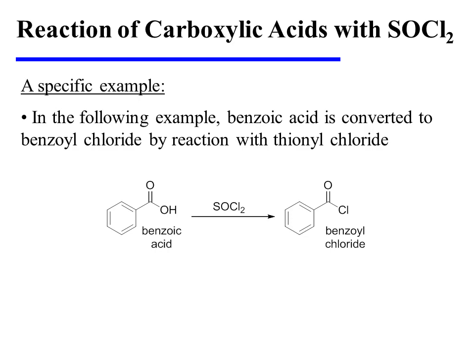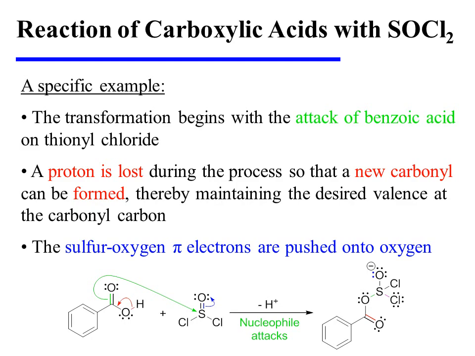In the following specific example, benzoic acid is converted to benzoyl chloride by reaction with thionyl chloride. The transformation begins with the attack of benzoic acid on the electrophilic sulfur of thionyl chloride. A proton is lost during the process so that a new carbonyl can be formed, thereby maintaining the desired valence at the carbonyl carbon.